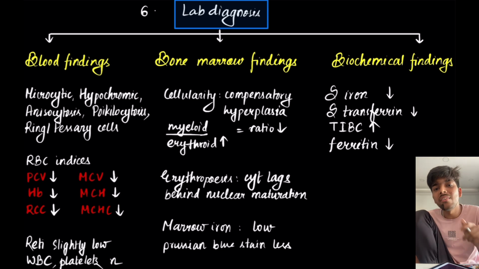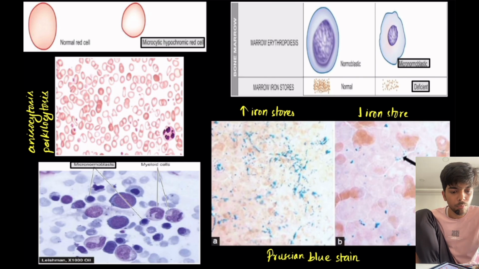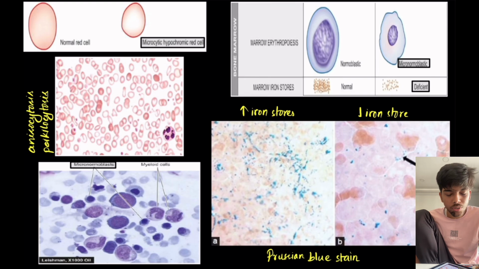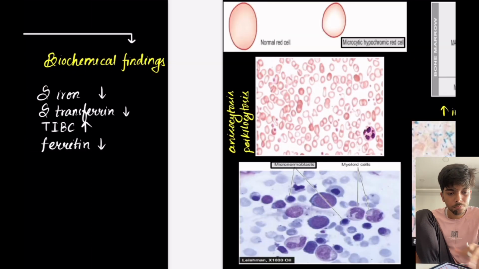The peripheral red is more than the central pallor, hypochromic. The cells are of different sizes, anisocytosis. The cells are of different shapes, poikilocytosis. The cells are ring-like in structure, ring or pessary cells. Again, the cell is smaller, microcytic. The peripheral red is more than the central pallor, hypochromic. Cells of different sizes, anisocytosis, and cells of different shapes, poikilocytosis.